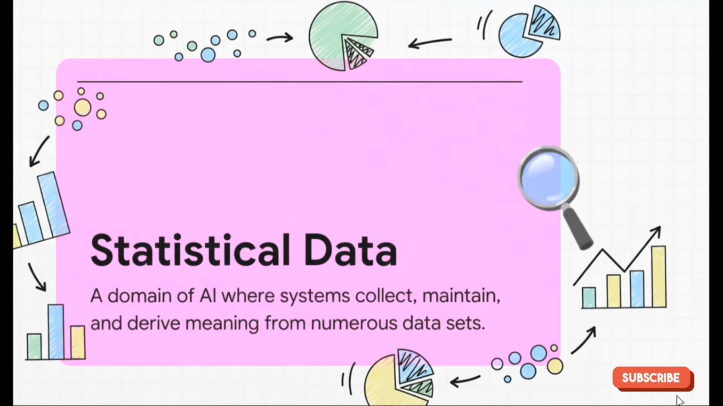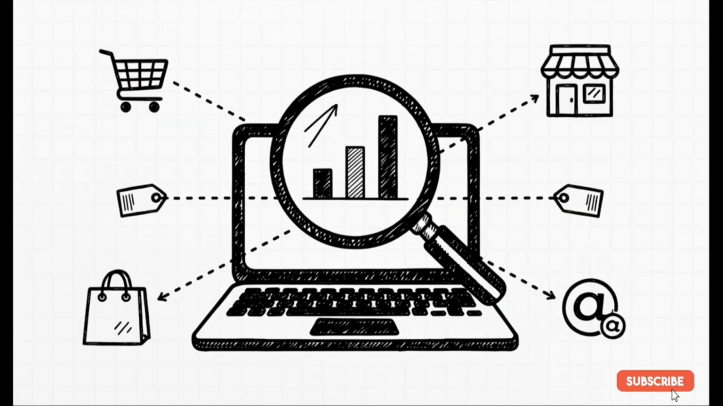First up, we have the domain of statistical data. As the name suggests, this one is all about numbers. This is the kind of AI that chews through huge amounts of numerical data to spot trends, find patterns, and ultimately help make smart decisions. And your handbook gives the perfect example, a price comparison website.